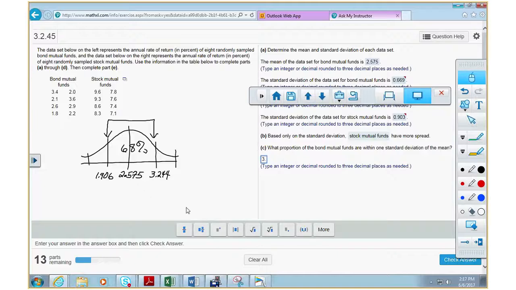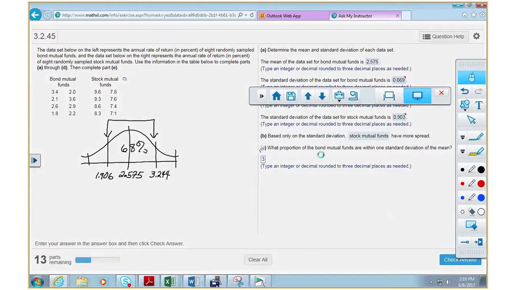Yeah, so it would just be one, right? Between the 2.5 and the 3.2 or that. Well, that's positive 1. This is negative 1. This says one standard deviation, so it'd be between 1.906 and 3.244. So you can't put that in this. So I'm assuming they're... I think you subtracted 3. No, technically, based on the question, it would be 68%. I'm gonna put 3 and see what it says.